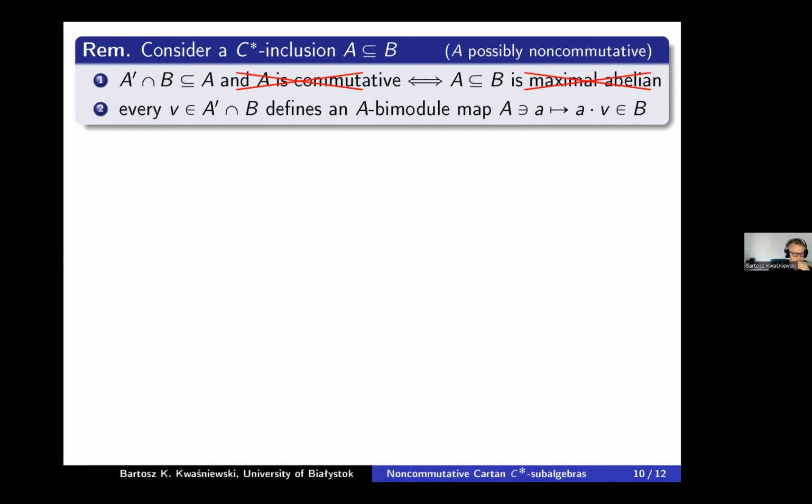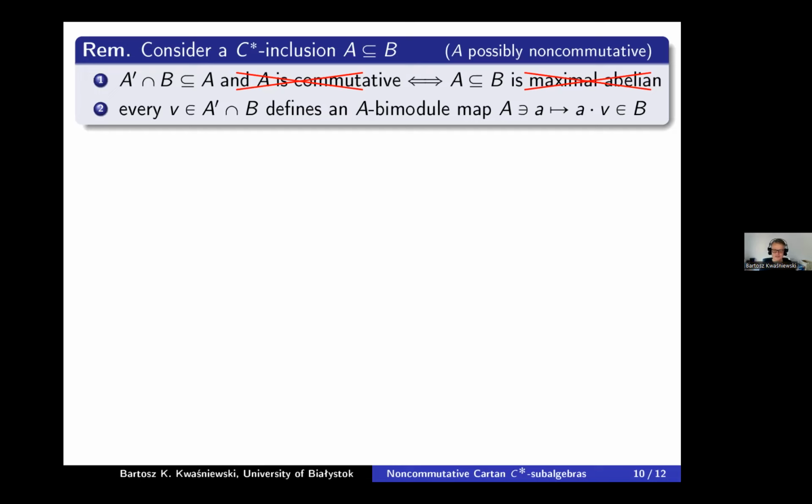So another crucial remark is that one can phrase this condition in terms of bimodule maps. Once again, if we have this commutant of A in B, then this map sending a to a times v is an A bimodule map. That this is an A bimodule map just means that v is in the commutant of A in B. Because then it doesn't matter when we multiply by a from left or right, because we can move a.